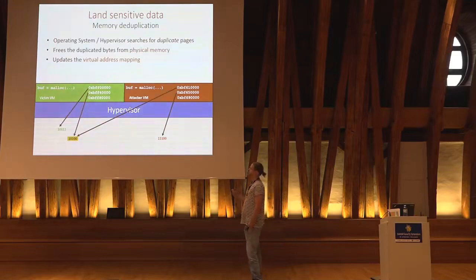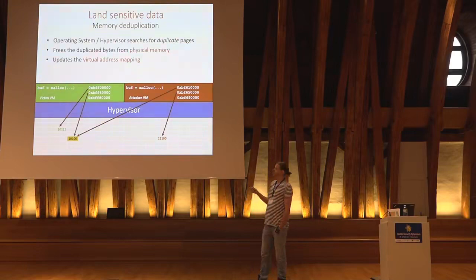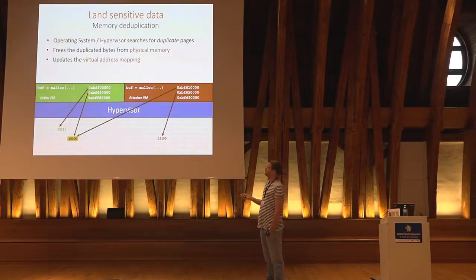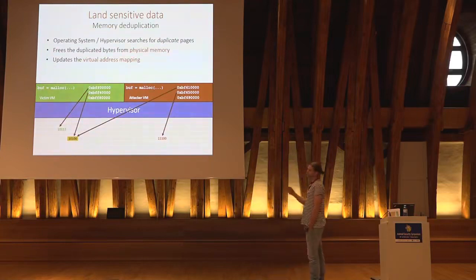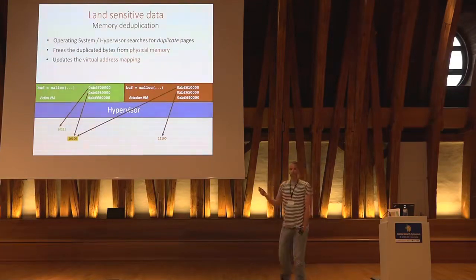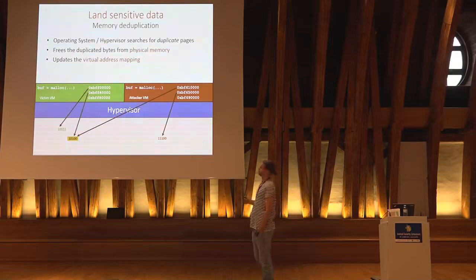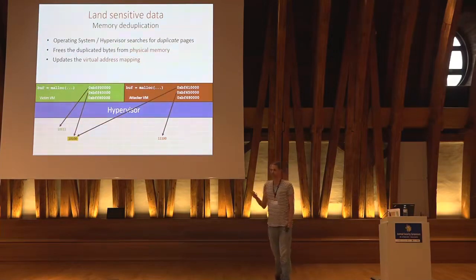The operating system, if this is enabled, will free one of the duplicated pages, and then it will simply update the mapping from, in this case, the victim, so that it points to this physical location. And as long as this location is read-only, this simply works. As soon as one of the VMs starts writing to it, a copy will be made again. This is a very useful technique, and it really saves memory. But if you can do Rowhammer, it will also allow you to do cool attacks.